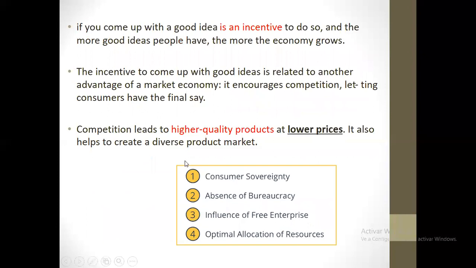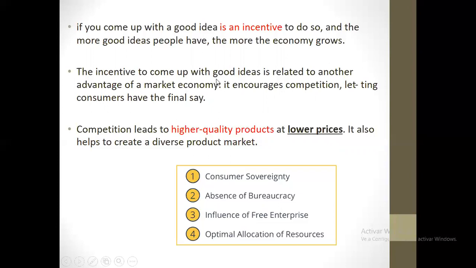The next one, if you can come up with a good idea, it's an incentive to do so. And the more good ideas people have, the more the economy grows. O sea que si uno tiene una idea, se le da un incentivo a la persona que trajo esa idea o la puso en práctica, o si uno es dueño de empresa, uno pone una idea, por supuesto le va a rendir en beneficios, ¿ya? Diferencia en el mercado o en la competencia.